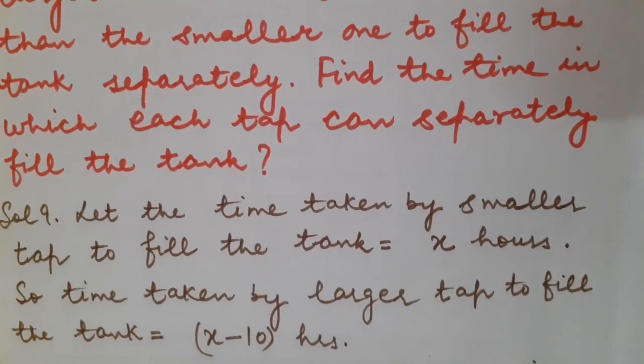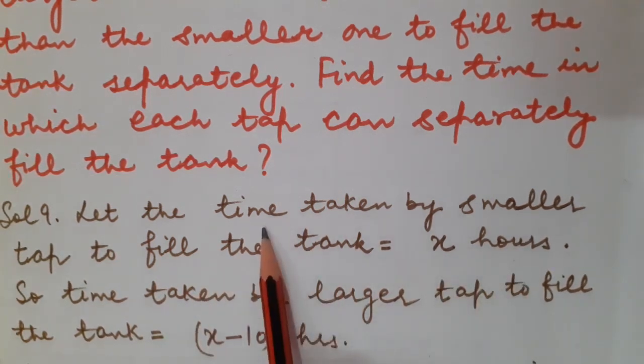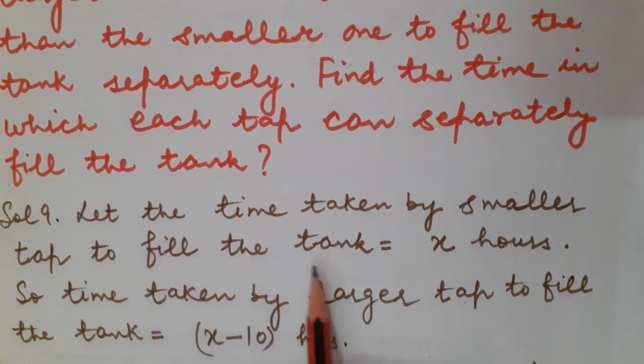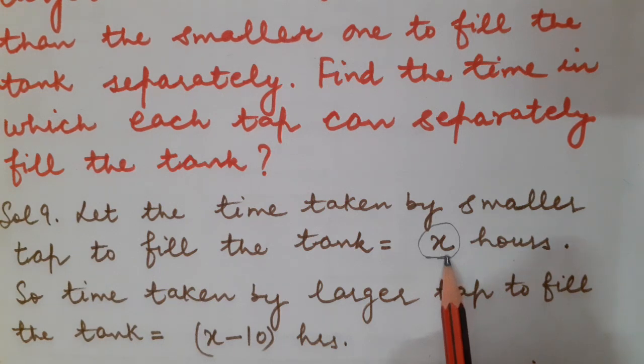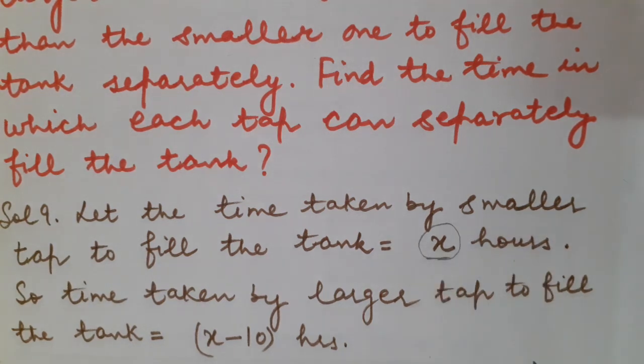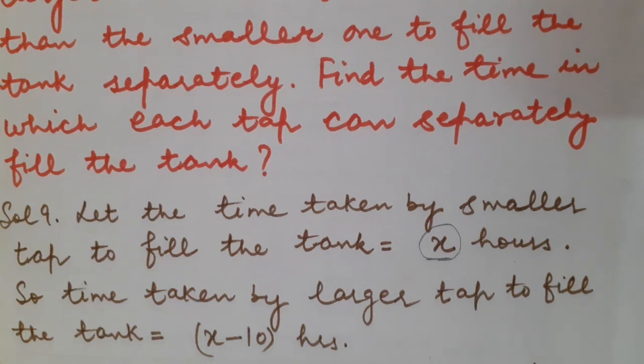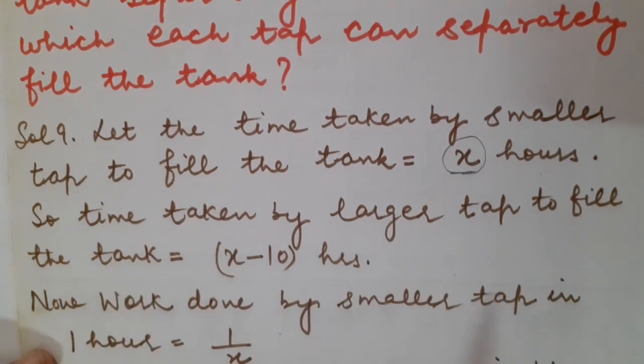So let the time taken by the smaller tap to fill the tank be x hours. If the time taken by the smaller tap to fill the tank is x hours, then can you tell me how much work will be done by the smaller tap in 1 hour? Yes, of course it will be the reciprocal of time. That would be 1/x. Correct, children? Now according to the question, the tap which has the larger diameter takes 10 hours less. So definitely the time taken by the larger tap to fill the tank will be x minus 10 hours. Correct, children?